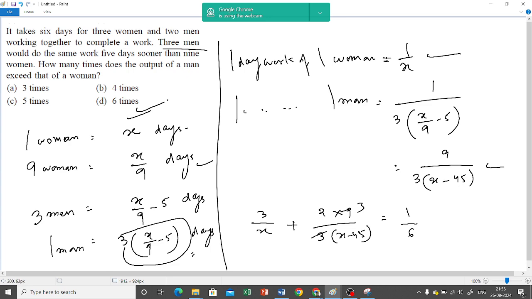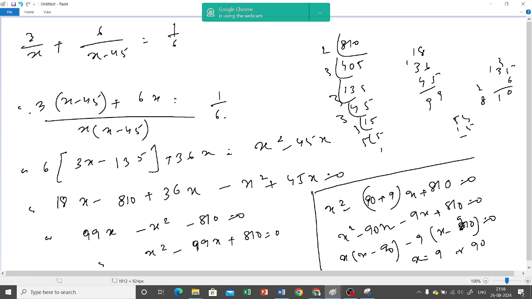Now it is given that 6 days for 3 women and 2 men. So 3 women is going to be 3 by X and 2 men is going to be this one into 2. And what is the number of days? 1 by 6. So I have just solved this thing. On solving, I am getting a quadratic equation over here, which is quite easy to solve. It can be solved by middle-term factorization. Okay, and I'm getting two values of X, 9 or 90.